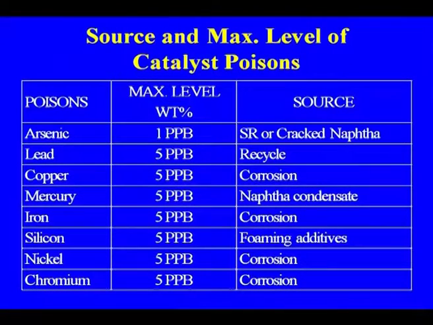These are the maximum levels of the catalyst poisons: arsenic, lead, copper, mercury. And these are the various sources from where they come: the cracked naphtha recycle, corrosion, naphtha condensate corrosion, then the foaming additives, corrosion. This is the maximum level that is required in the case of the feed.